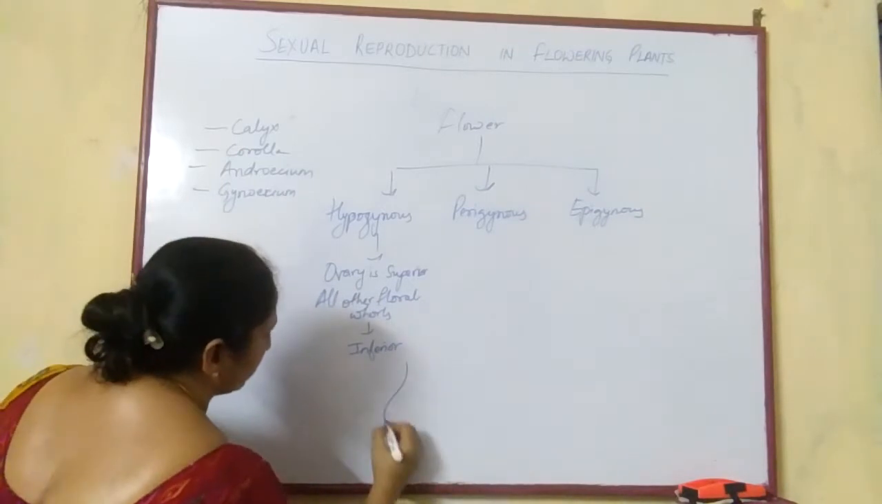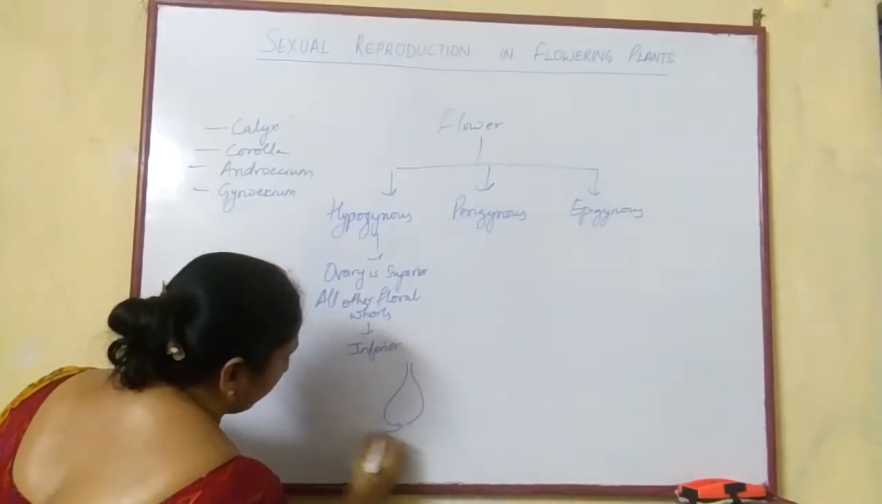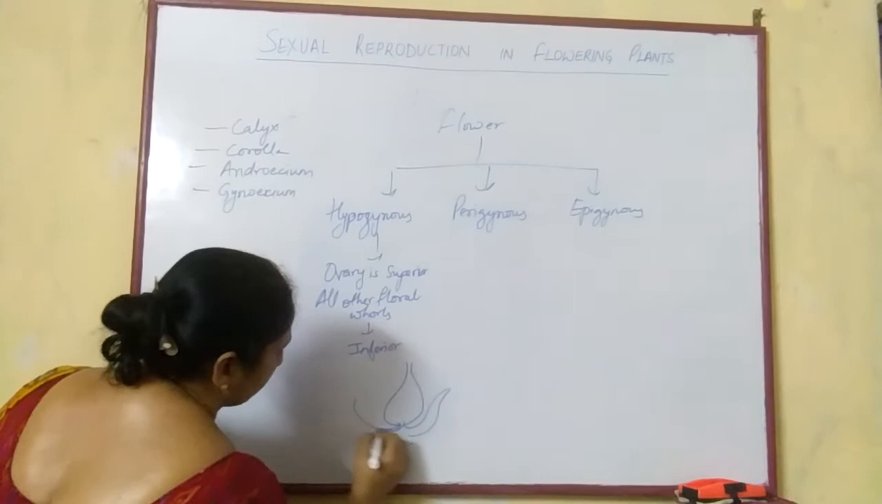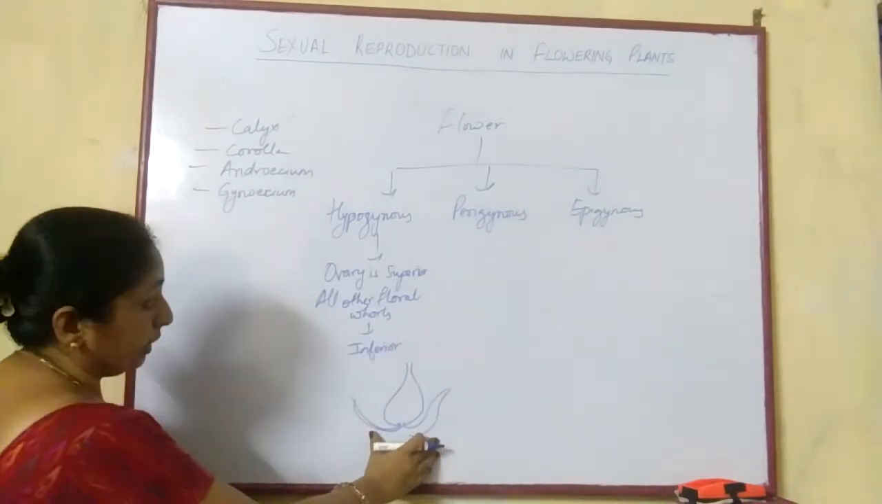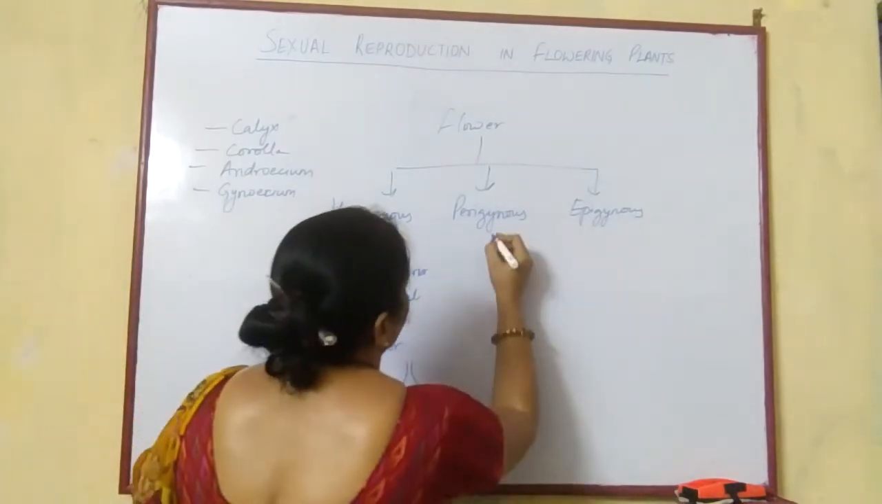Inferior to the ovary. Suppose this is the ovary and all other floral whorls start from just below the ovary. So all four floral whorls are inferior to the ovary. Then the condition is the hypogynous condition.